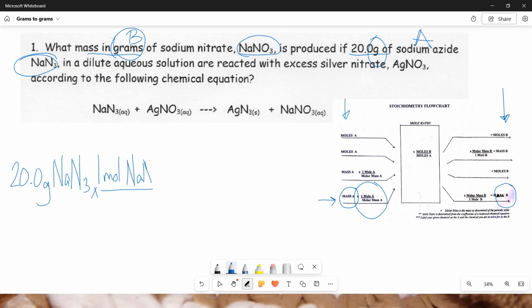That is going to require, looking at the periodic table, 1 sodium and 3 nitrogens, and when we add up their weights on the table, it is 65 grams of that sodium azide.